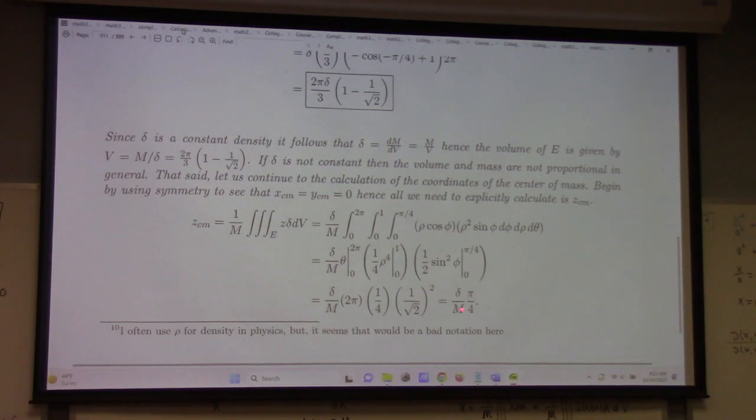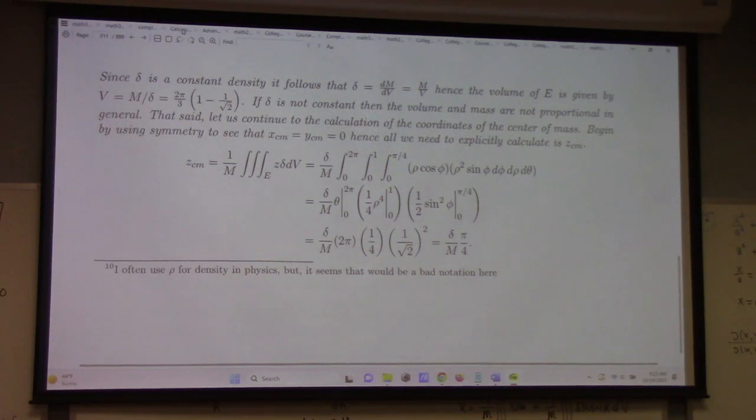Is that right? Did I remember to divide by m? Oh, I haven't finished this yet. But m is what? M is this mess up here, right? So I still need to actually divide by m. What's going to happen when we divide by m? That delta goes away. Very good.